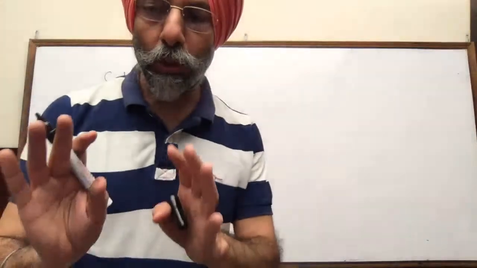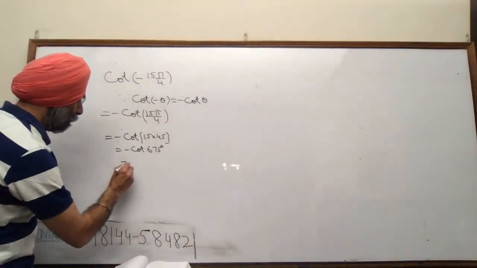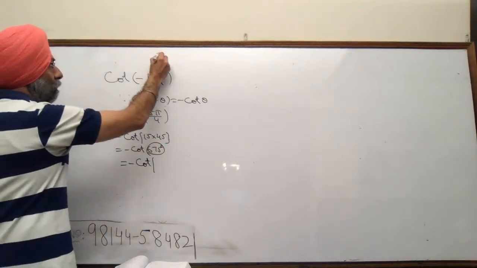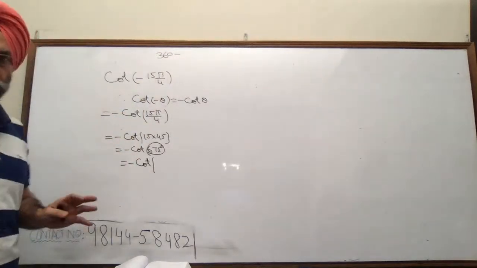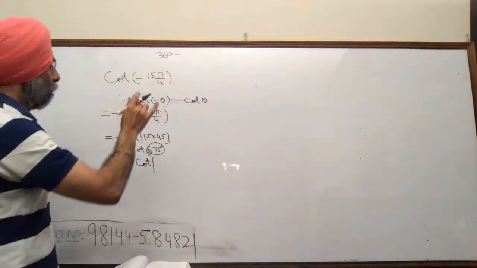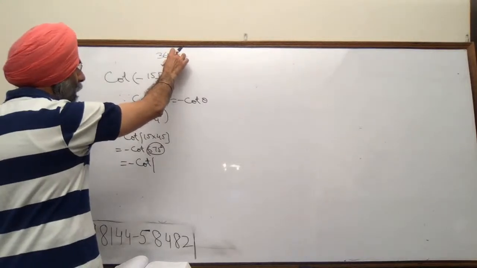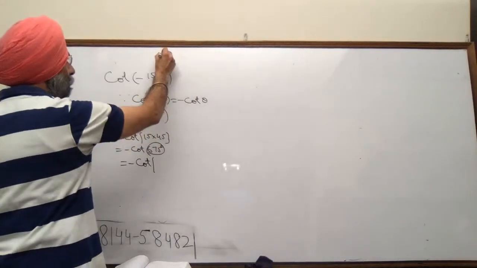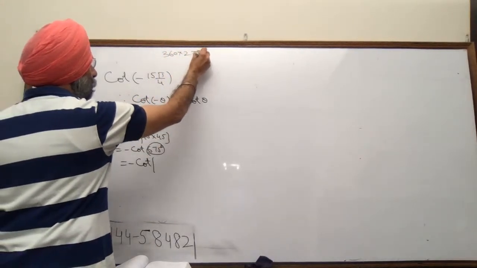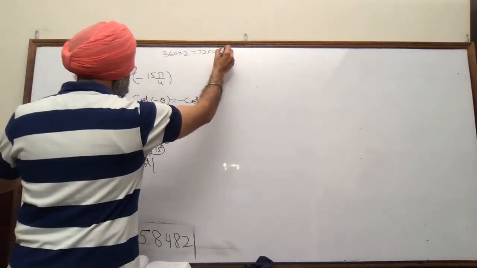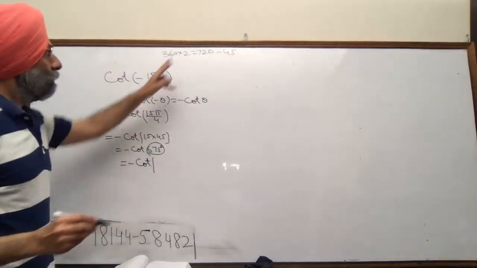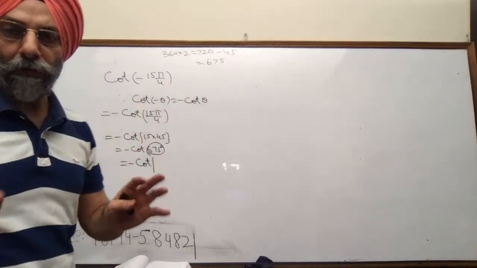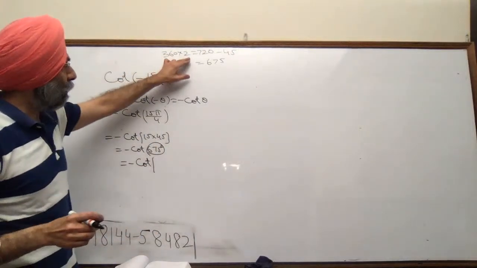So Tamanna, there are two ways. One way out is minus cot of 360 minus something. So that means, sorry, it's not 360. It is 360 into 2, which is your 720 minus, how much is that? 45. 720 minus 45 is your 675 degrees. I hope you can understand this point.